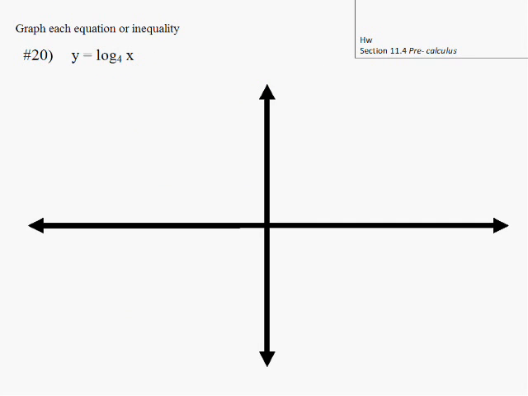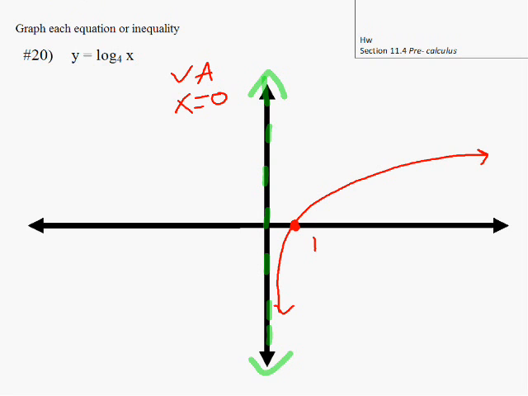Number 20, graph the equation or inequality. If you know what the parent graph looks like, and you should, you know there's a vertical asymptote at the y-axis, which is x equals 0. Also, this logarithm has no numbers that you're adding or subtracting any place. You're not multiplying by any numbers as coefficients. You're not dividing by anything. This has the same shape as the parent graph, and it's the same location. It crosses the x-axis at 1.